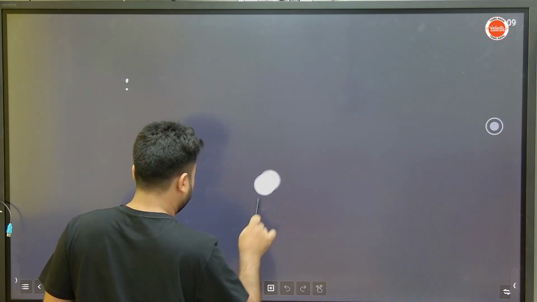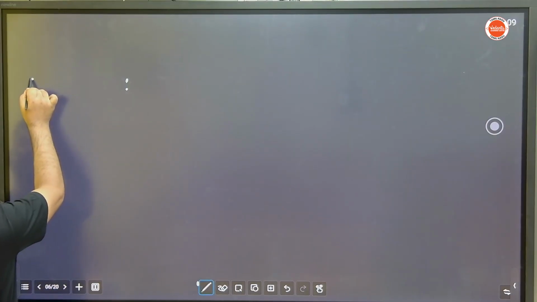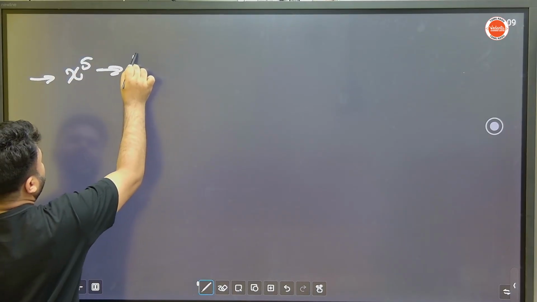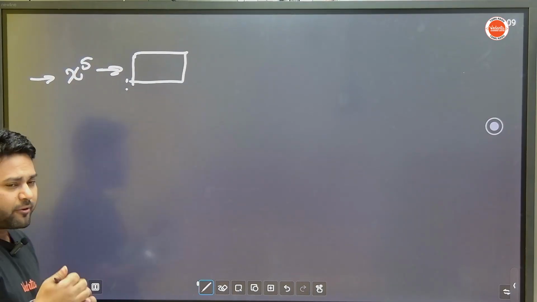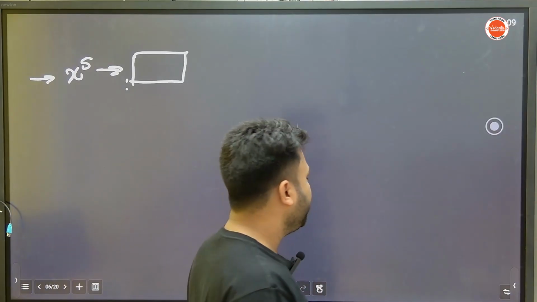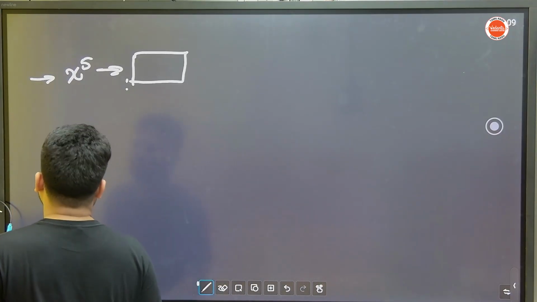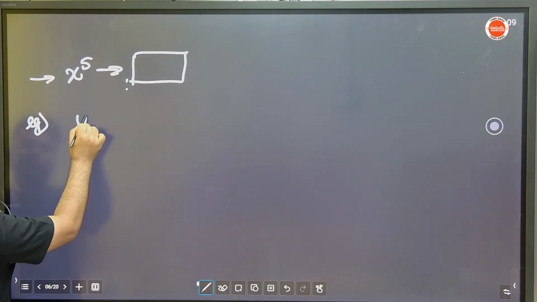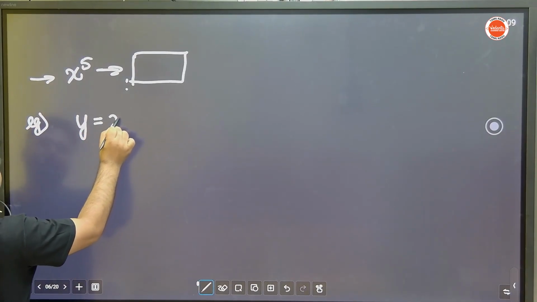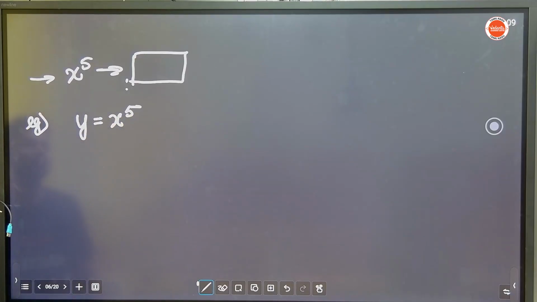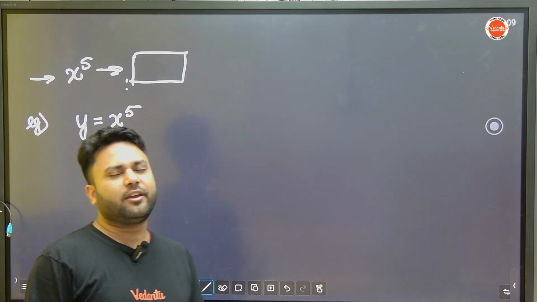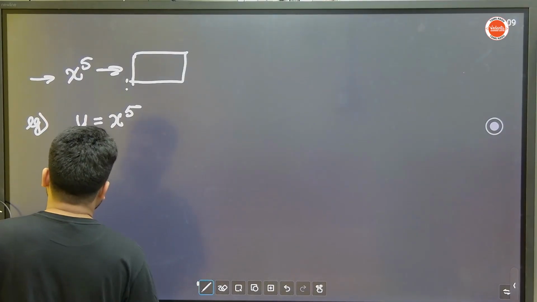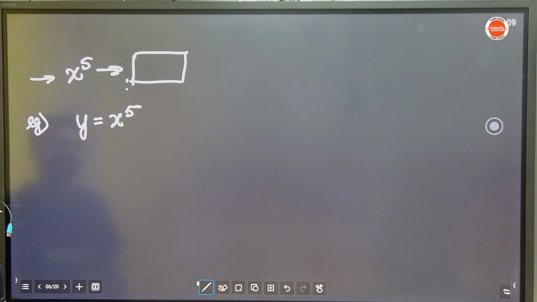They are not going to give that integration of x to the power 5 will be what? Fill in the blanks. We have a proper format. Suppose, just as an example, y equals x to the power 5. This equation they are going to give. Now see the format, how we write.